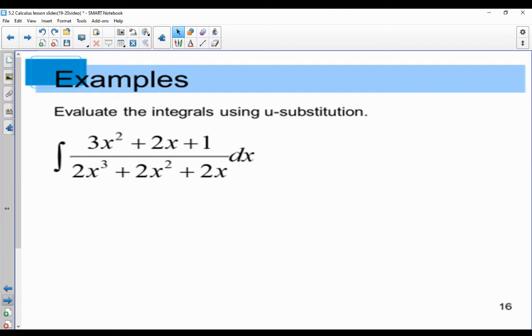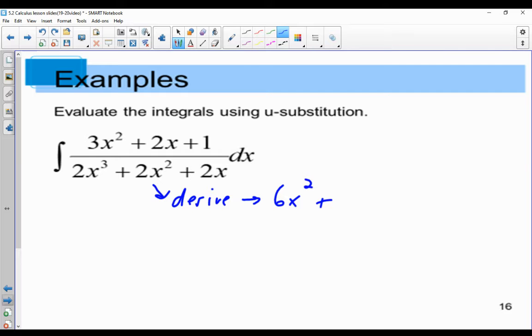I guess I'll start with what I normally start with. I'll take the bottom and derive. If I derive the bottom, 2x cubed should derive to 6x squared. 2x squared will derive to 4x. And the derivative of 2x is just 2. Does that match the top? Of course it doesn't. Sorry, I'm just repeating what you're probably thinking. But anyway, the derivative of the bottom does not match the top. That means I probably got to do u substitution.